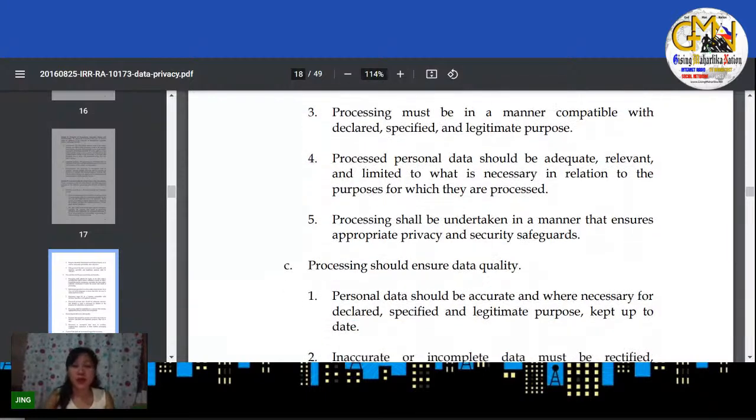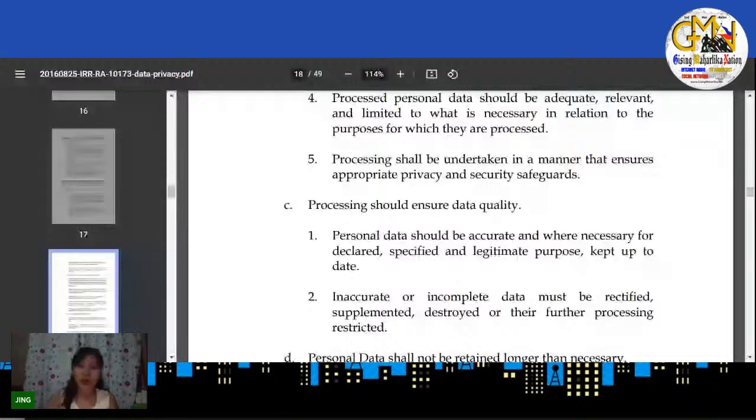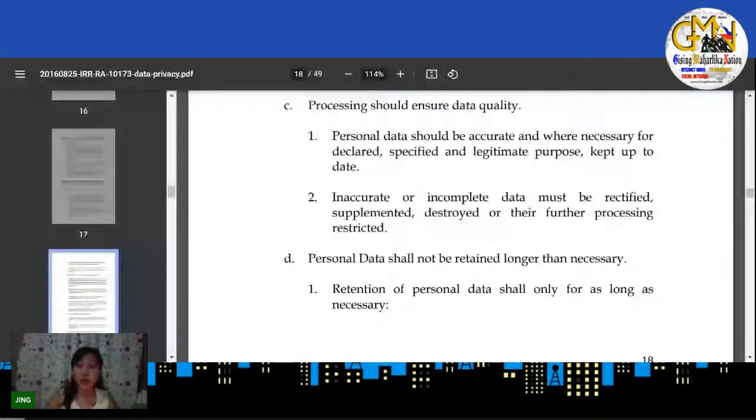Okay. Number four, processed personal data should be adequate, necessary in relation to the purpose for which they are processed. Number five, processing shall be undertaken in a manner that ensures appropriate privacy and should be accurate and where necessary for a declared, specified, and legitimate purpose, kept up to date.